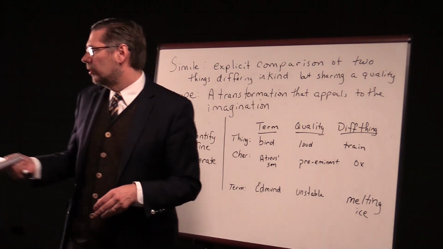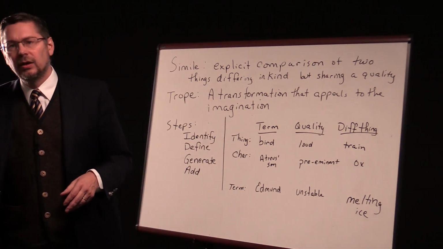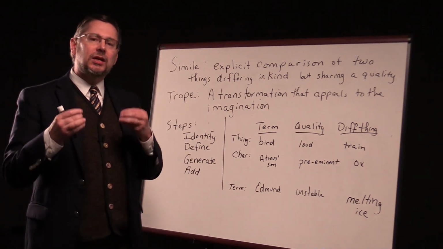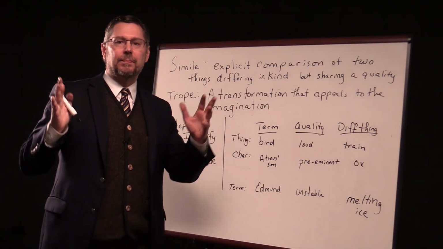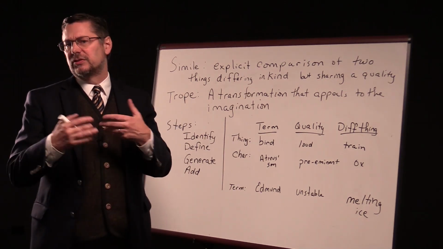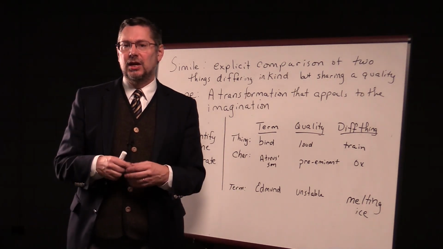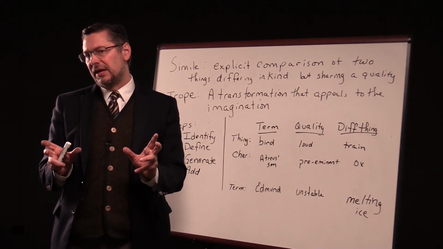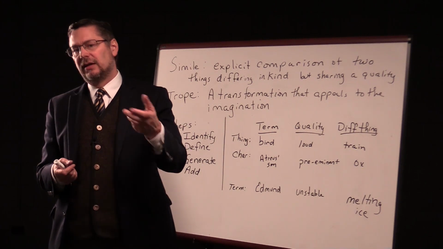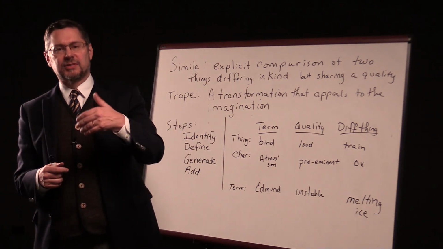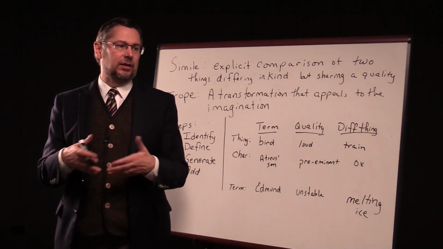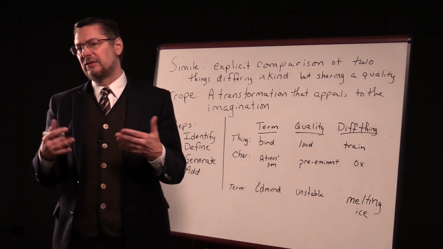And what I want you to notice in those comparisons is that they're explicit. And here's what we mean by explicit. We actually come out and say, hey, everybody, I'm comparing. And how do we do that? By using words like or as, or even sometimes similes will use the word seem. So it's a comparison of unlike things in which you make it obvious that you're comparing, by saying like or as or seems. And that's why you'll often hear a simile defined as a comparison of unlike things using like or as. That's practical, that works.